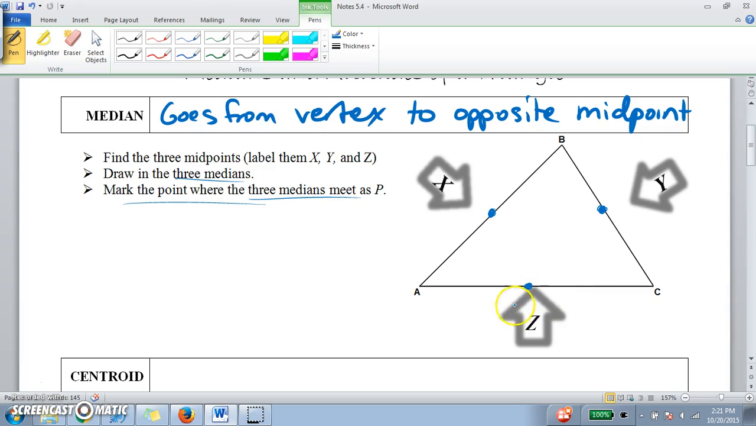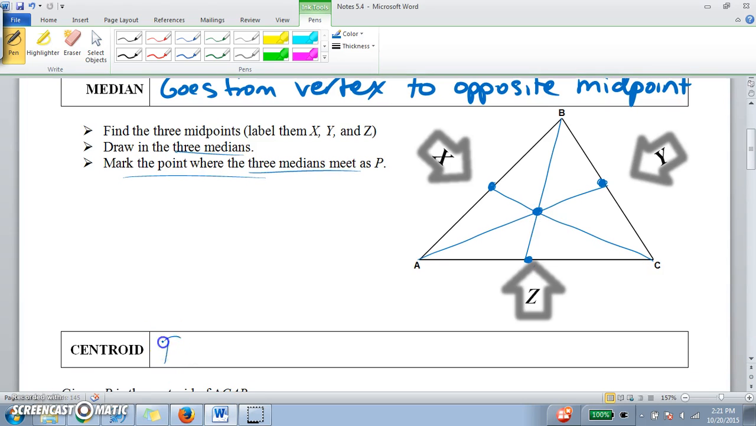So if I estimate that the three midpoints of these three segments are here, here, and here, a median goes from B to the opposite side, A to the opposite side, C to the opposite side. So the three medians meet at one point in the middle of the triangle, and that point is called the centroid. So the centroid is the point where the three medians meet.